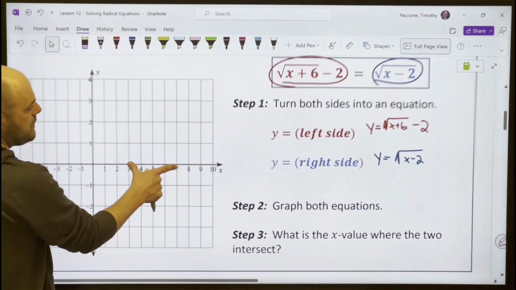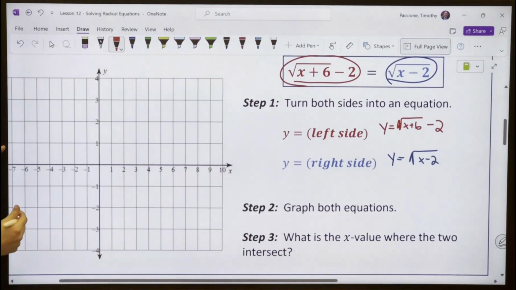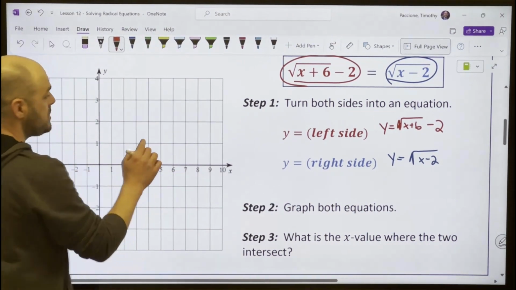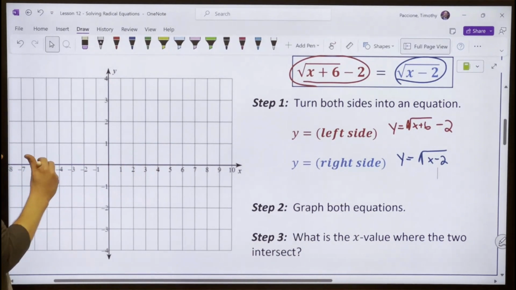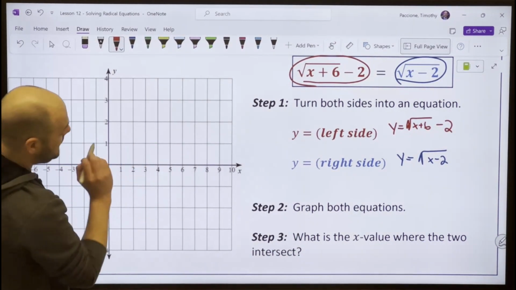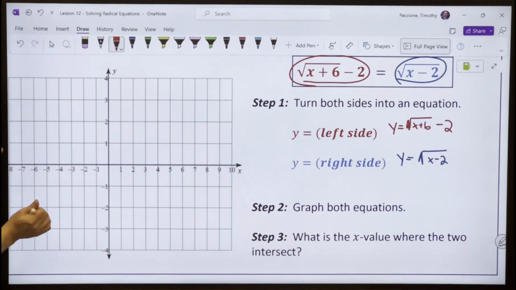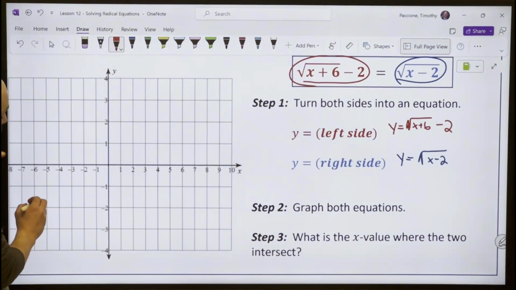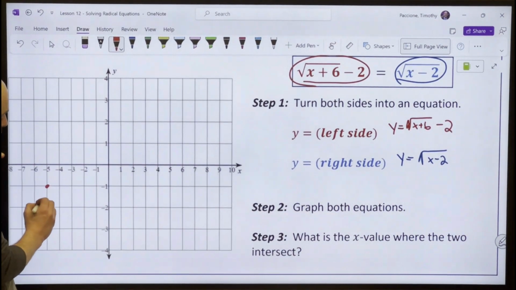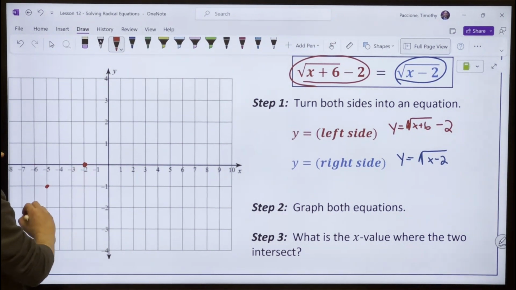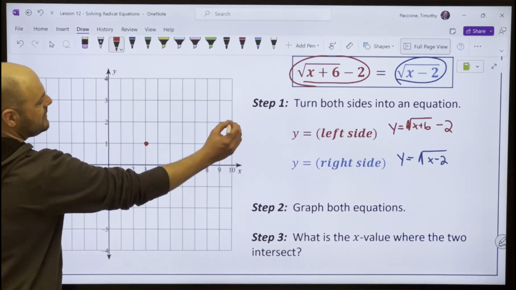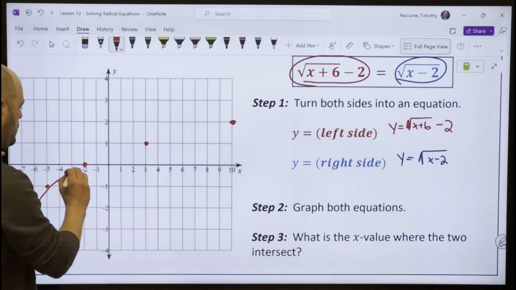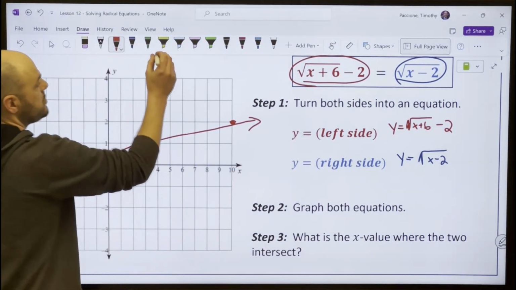I would love to give you more time to do it, but we are still in the warm-up and we have 20 minutes. So plus 6, we'll do it together. Plus 6 underneath tells me to go to the right. Left 6. And then minus 2 tells me to go down 2. Any stretches, flips, shrinks? No. Okay. So we're going to go over 1, up, over 4, up, over 9, up, over 16. Look at that. We got it. There you go. That's our first graph.